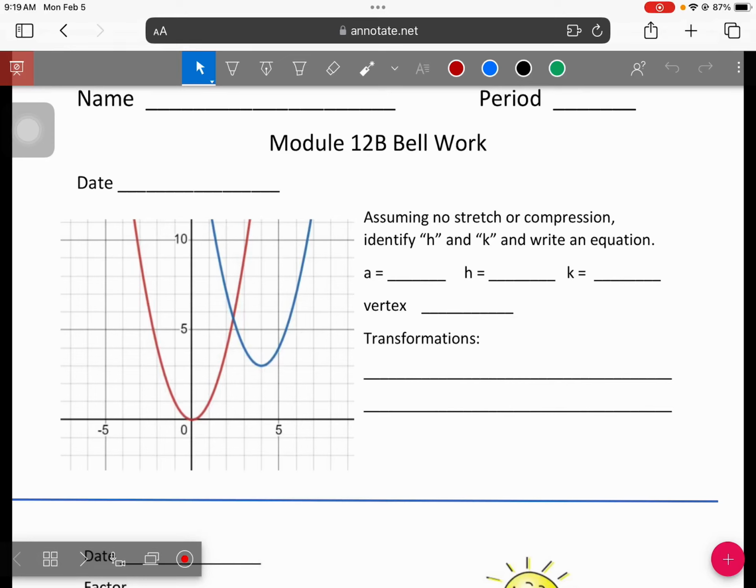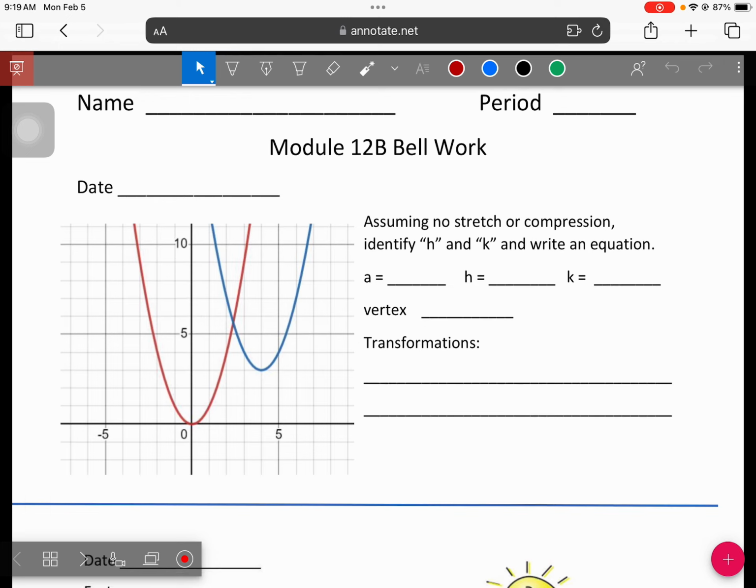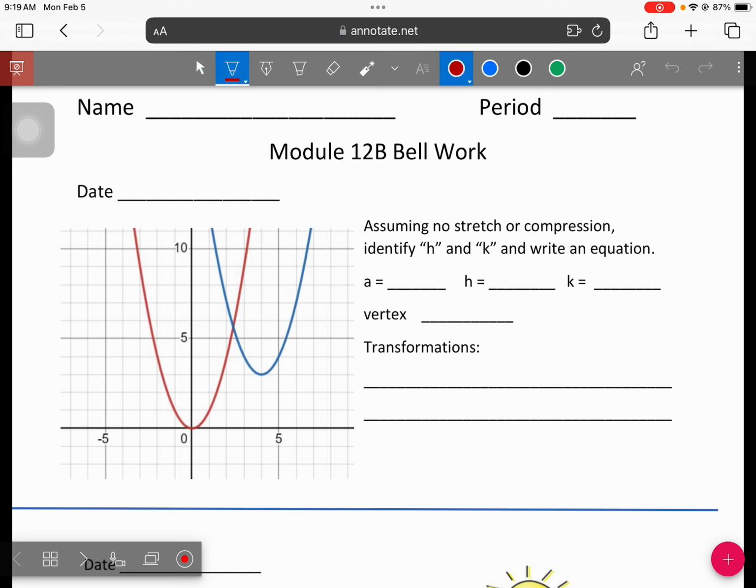You'll notice this bell work is a little bit different. So please make sure you put on the date. I anticipate I will mostly go in order with these, but in case I don't, let's put on the date of 2/5/24, or write it out if you want to put February 5th, whatever. And the directions say, assuming no stretch or compression.